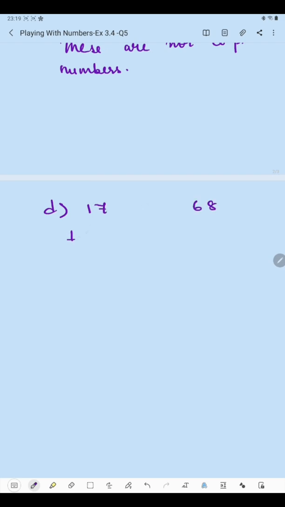So factors of 17 are 1 17 is 17, okay, and the factors of 68 is 1 68 is 68, then we'll take 2 3 is 6, 2 4 is 8, that means 34 2 is 68, then it cannot be divided by 3, okay, then we can take 4 17 is 68, okay. Now what we can see here is that we have only these two as the factors of 17.